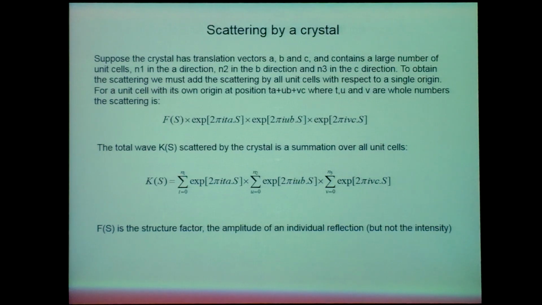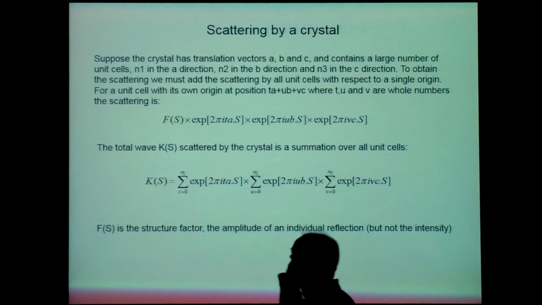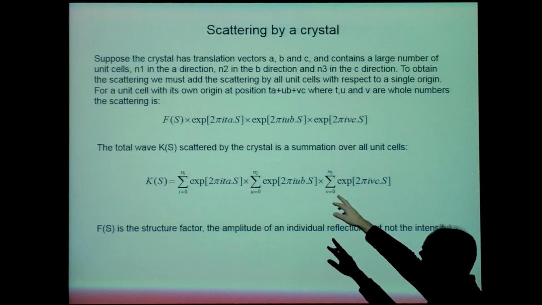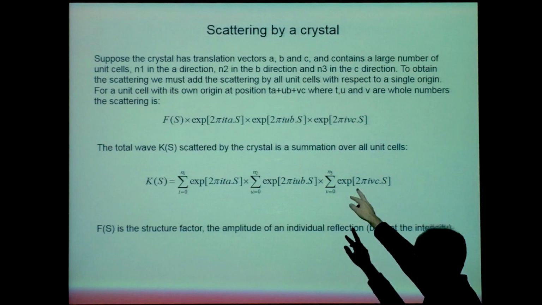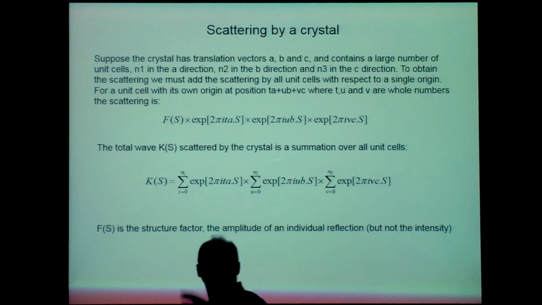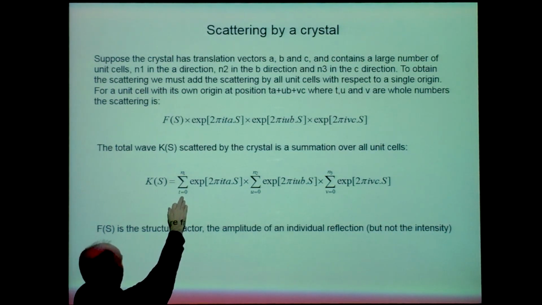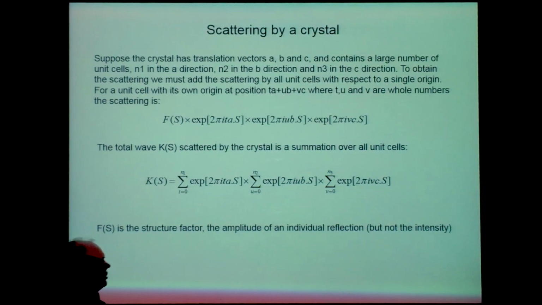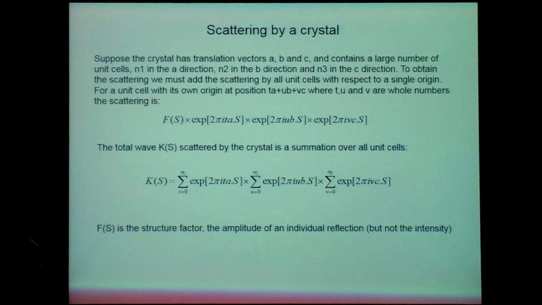Scattering by a crystal is given by this equation. It's the structure factor, or how intense the scattering is, times a function of the phases and positions in the A, B, and C directions. The total wave scattered by the crystal is a summation of all the unit cells from 0 up to the number of unit cells in X, Y, and Z. And F is the structure factor. It's the amplitude of each reflection, but not the intensity.